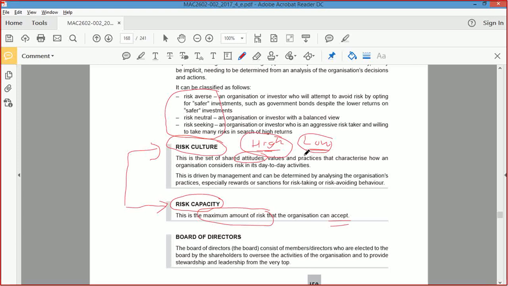Do you agree? But if you've got more resources to take on more risk, you also have more to lose. Does that make sense? So a company that has more resources, depending on their risk culture, is either going to take on more risk or less risk, depending on what their priority is, what their goal is. Do you agree?